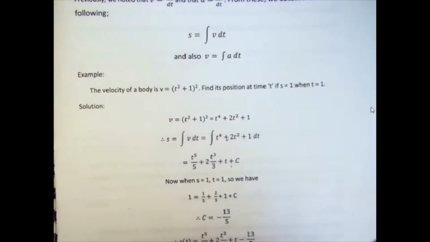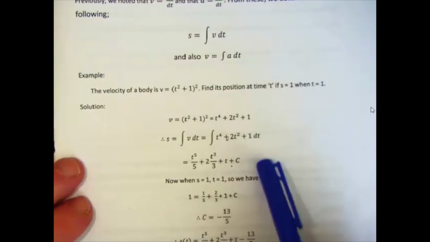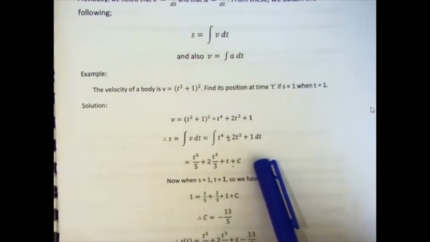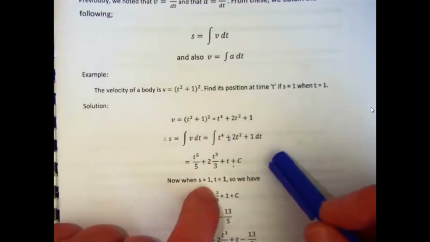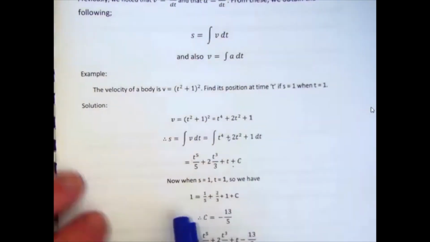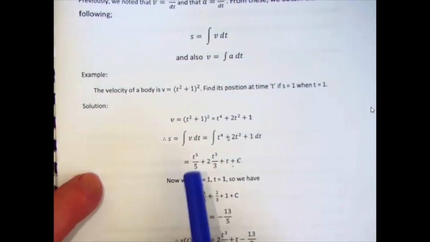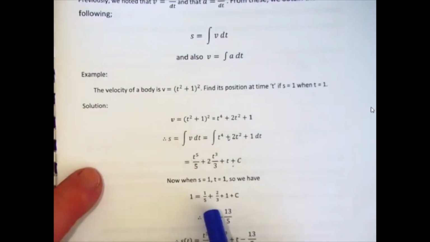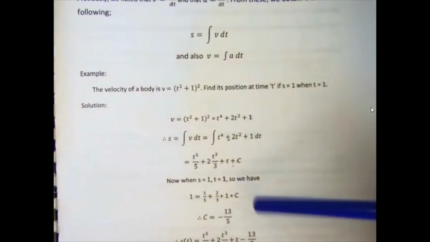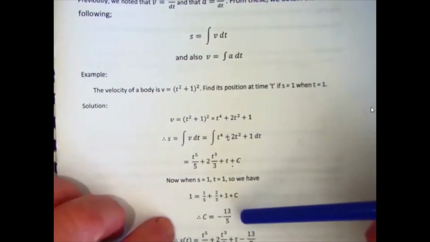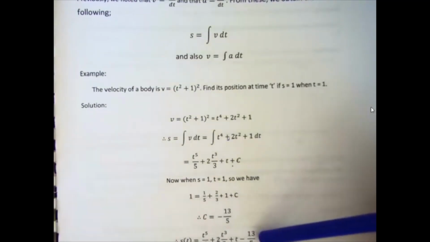Notice we must add a c here, because we have no limits, and we can find what c is because the examiner has given us values for s and t. So we put that in. 1 equals, and when you put 1 into t, you get a fifth plus 2/3 plus 1 plus c. Very carefully working this out, for this particular set of data, c has the unique value of minus 13 over 5.